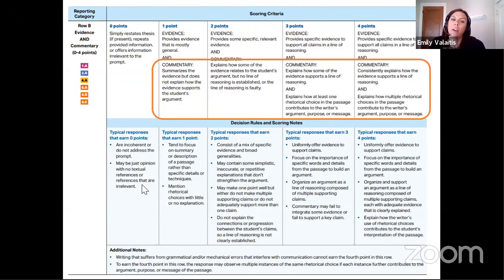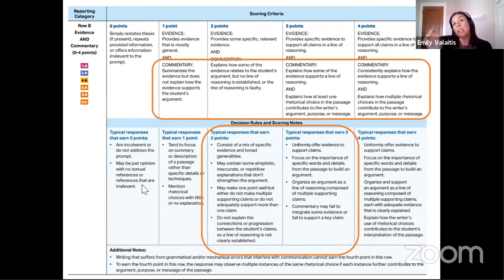But I wanted to take a moment here to call attention to how the rubric describes commentary, and that it's basically a connection between your evidence and your claim or the line of reasoning. We're going to start by looking at the difference between a 2 and a 3 because that's a real hinge from passing the exam. If you are typically in that 2 range, what do I need to do to move into the 3?